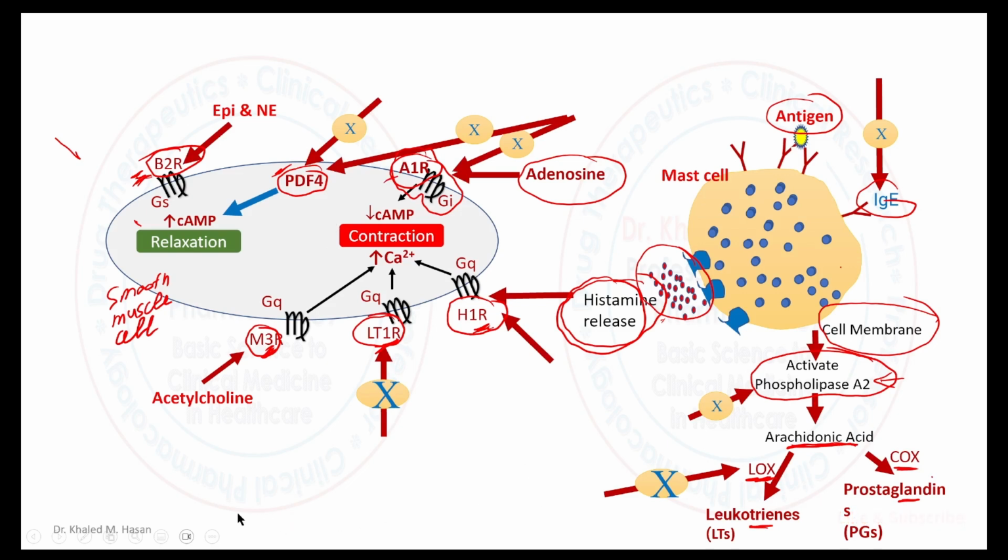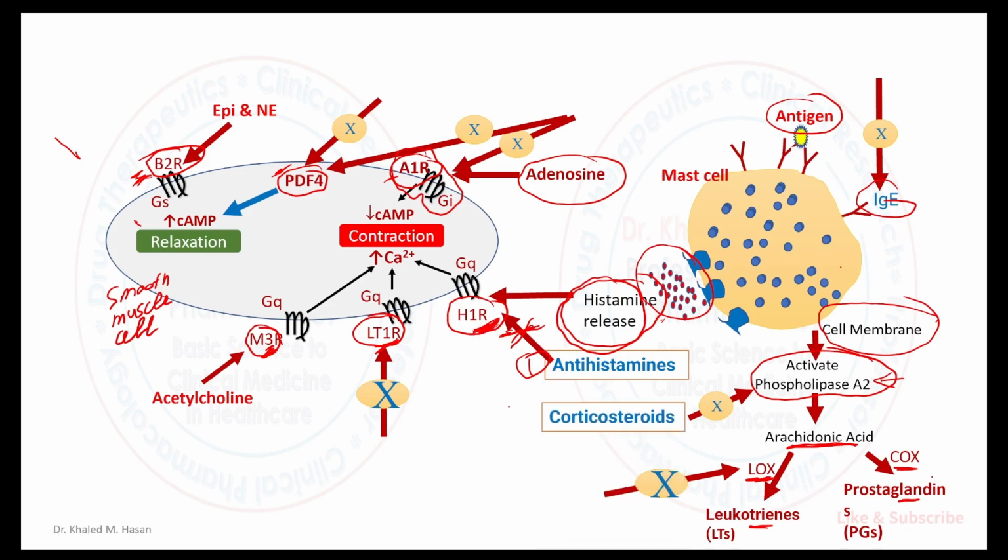Now we start talking about medication. The first group of medication used for allergic rhinitis or for allergy will be antihistamine. How do antihistamines work? As you can see here, antihistamines bind to the histamine H1 receptor and block the receptor. This is the first group.